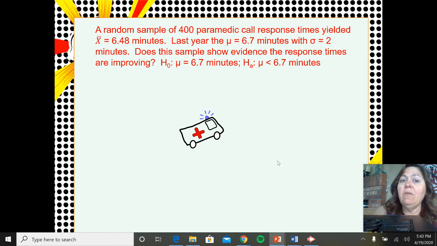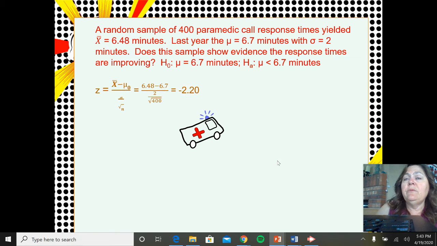You start off by writing your H0 and your HA. The H0 here is that the mean is 6.7 minutes. Remember, the null hypothesis means no difference, exactly as stated. If they want to know if it's improved, improvement means fewer minutes to respond, so our HA is that the mean is less than 6.7 minutes. We want to find evidence that the place is improving, which would mean we could reject H0 and accept HA as likely.